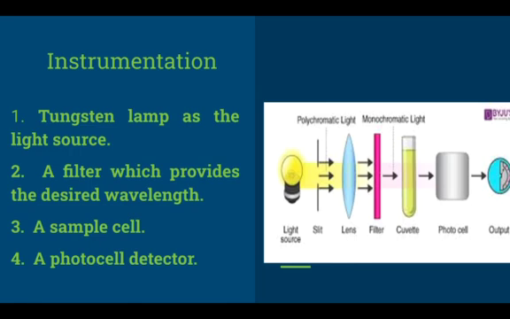Now, the instrumentation. What are the parts of a colorimeter? See, the colorimeter has a light source. A tungsten lamp acts as the light source. From the light source, light passes through a slit, and through the slit, again it passes through a lens. After passing through the lens, it passes through a filter. This filter will allow only light of a specific wavelength to pass through it.